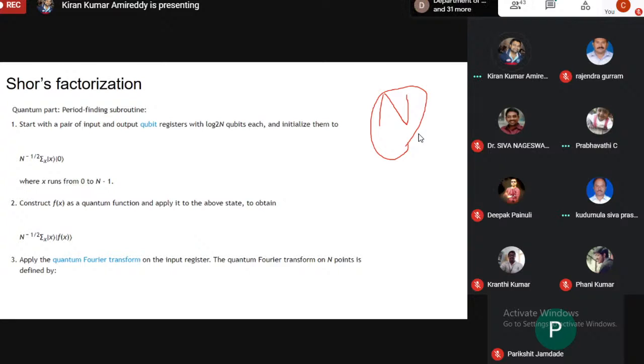So when this assign... Hello, sir. Your voice is not visible. Okay, not audible. Okay, I'll start the quantum computing part onwards, sir. Okay, so take n value. Okay, sorry.